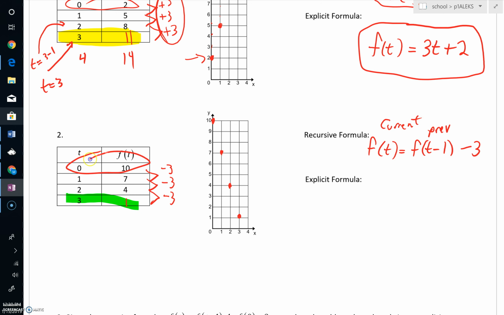Guys, once again, you have to start somewhere. You're going to say f of 0 is equal to 10. You need both of these for the recursive formula.